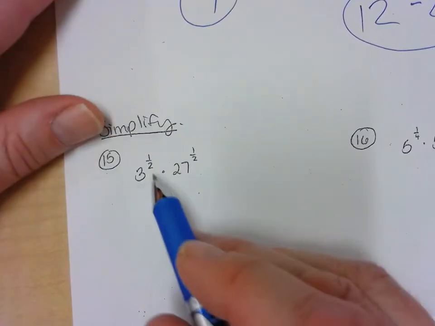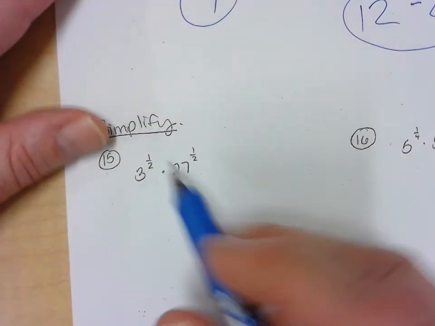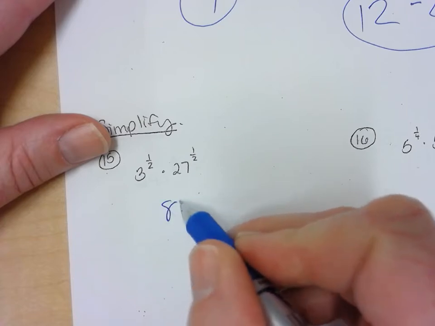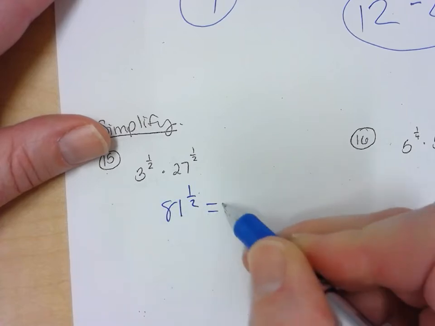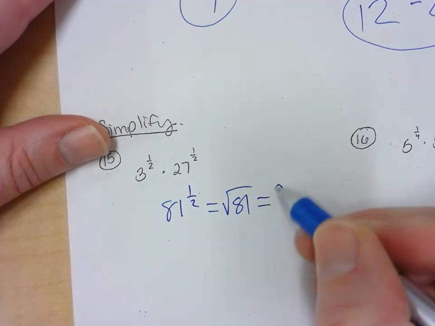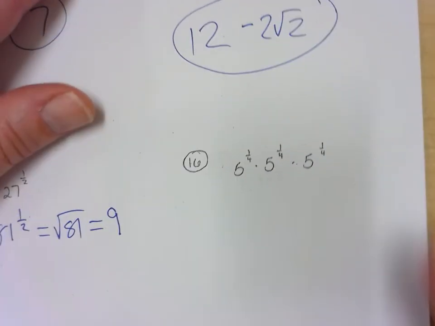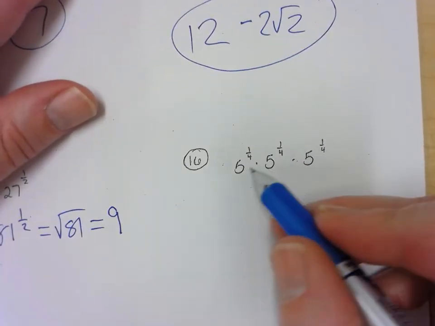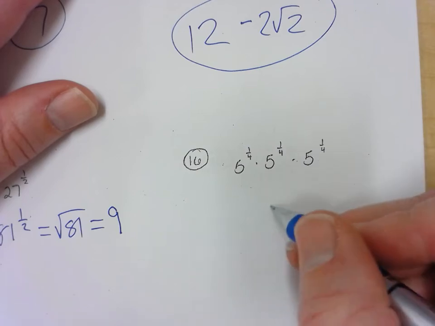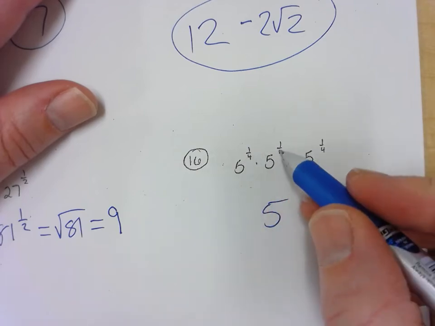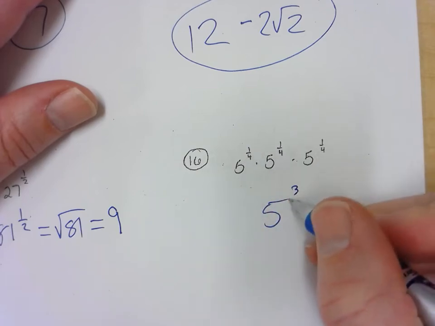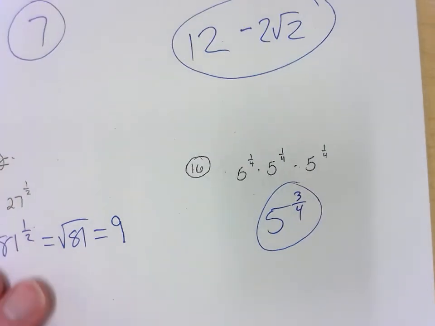Okay, you can multiply bases together if the exponents are the same. So this would be 81 to the 1/2 power, which means the square root of 81, which is 9. Here, since all of these are the same, when you multiply like bases, you add the exponents. So it's 1/4, 2/4, 3/4. And that's the answer.